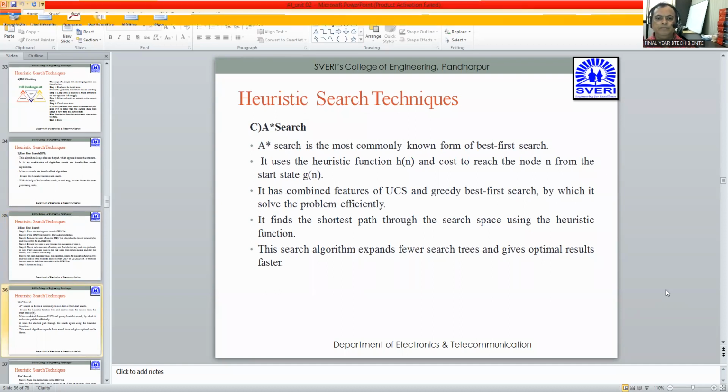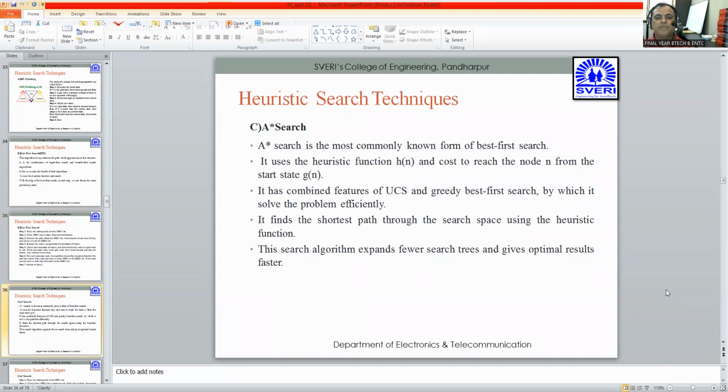A star search is most commonly known as the best first search. It has both the heuristic function h(n) and a cost function g(n), that is the cost from the start state, g(n). This search algorithm expands fewer search trees and gives optimal results faster. It finds the shortest path through the search space using the heuristic function.